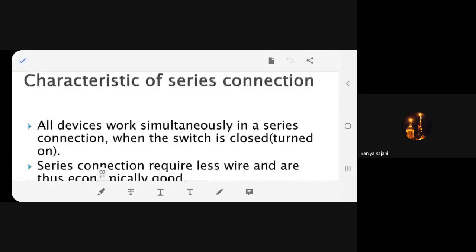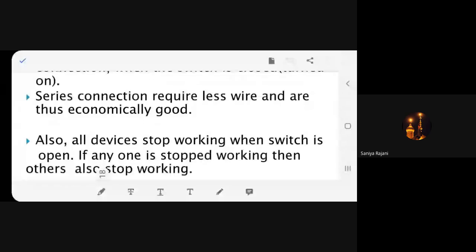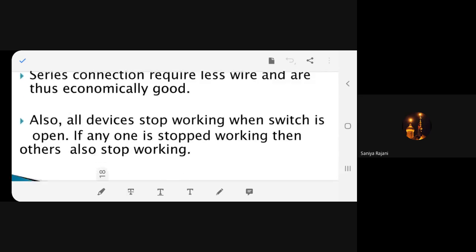Now the second one. Read. Series connection requires less wire and is thus economical. Series connections require less wire. So people opt for it because economically it is viable. Economically it is cheap, because we don't have to spend more on wires. Next.